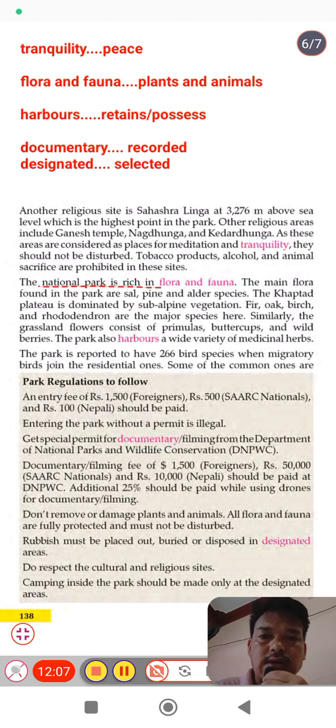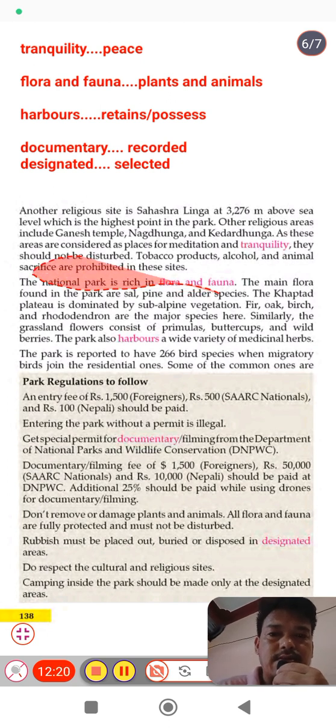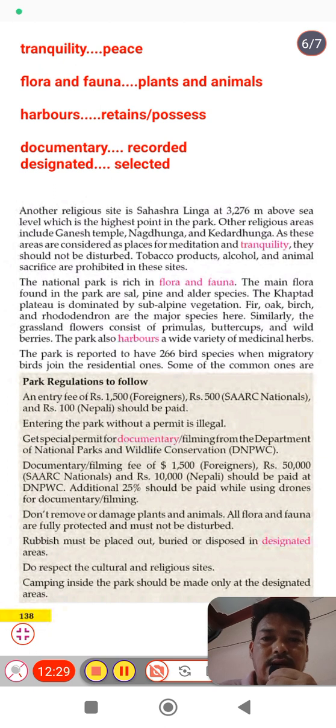The national park is rich in flora and fauna. This park is full of plants and animals, and we can explore many different species of plants and animals. Flora and fauna means plants and animals. The main flora found in the park are seal, pine, and elder. So students, these are some of the main species that we find here.